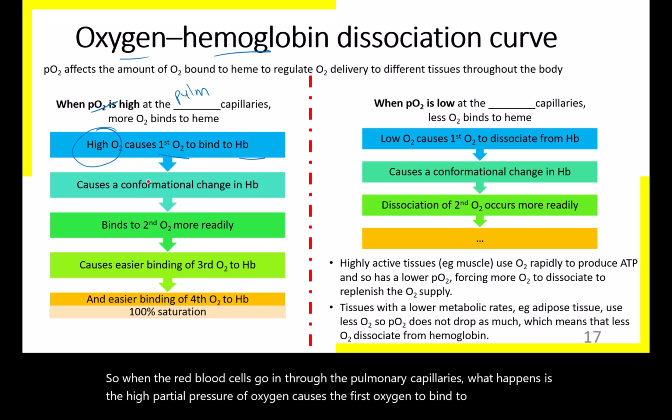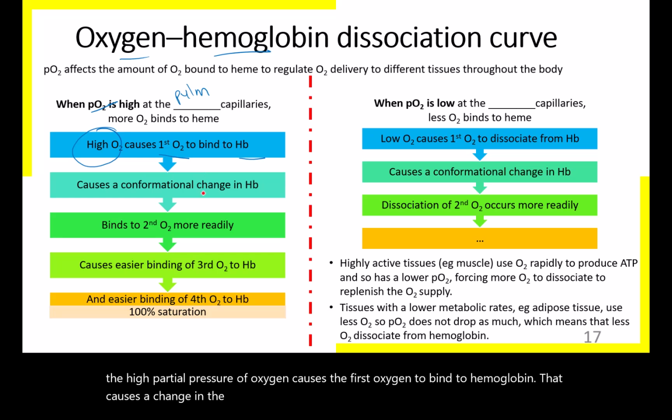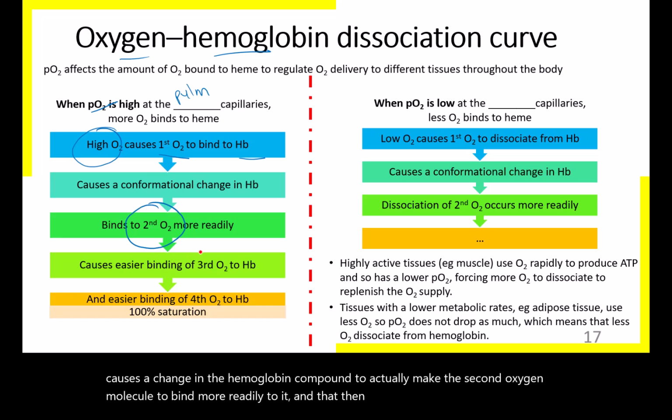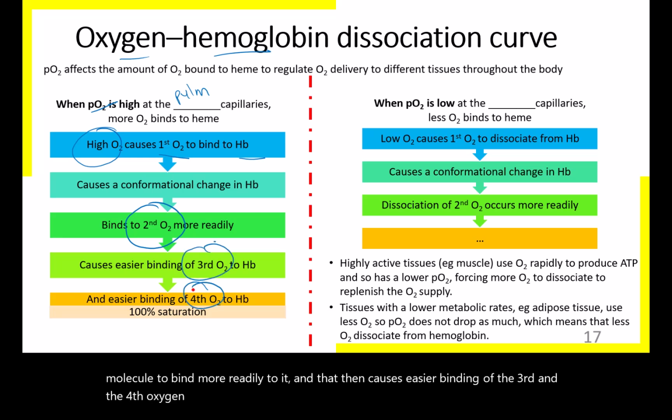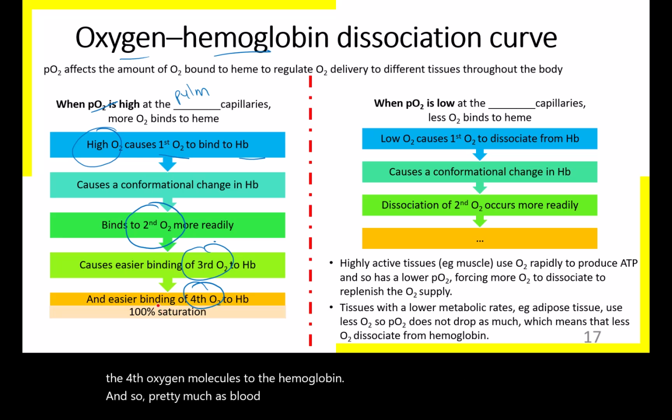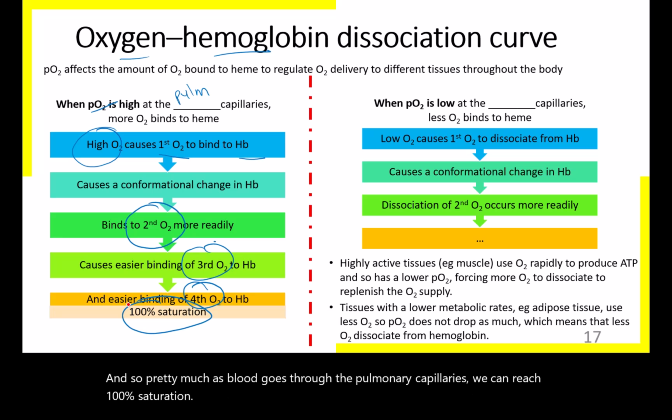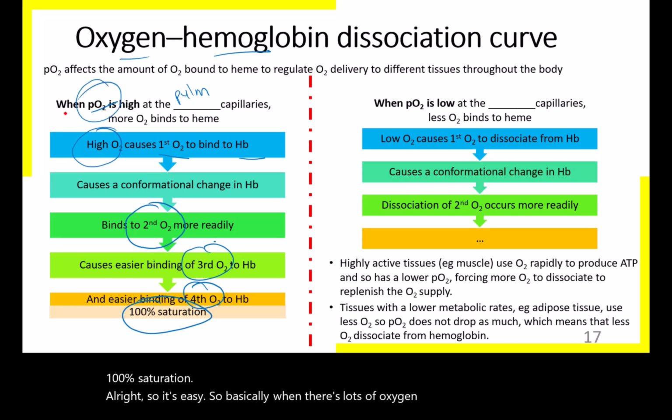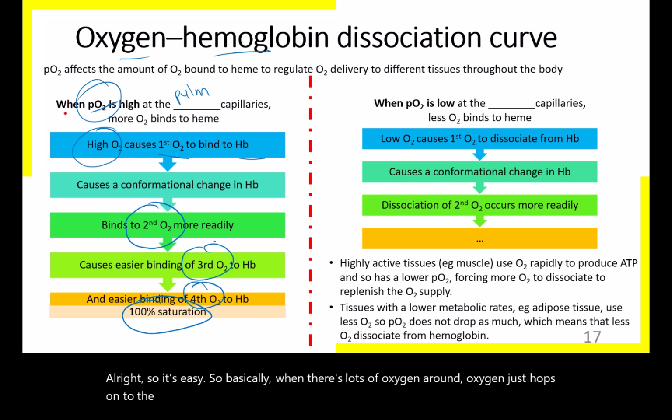That causes a change in the hemoglobin compound that makes the second oxygen molecule bind more readily, and that then causes easier binding of the third and the fourth oxygen molecules to the hemoglobin. And so as blood goes through the pulmonary capillaries, we can reach 100% saturation. All right, so it's easy. Basically, when there's lots of oxygen around, oxygen just hops onto the hemoglobin train.